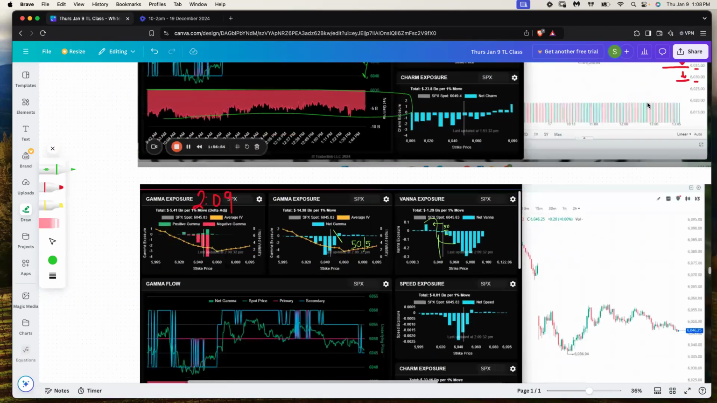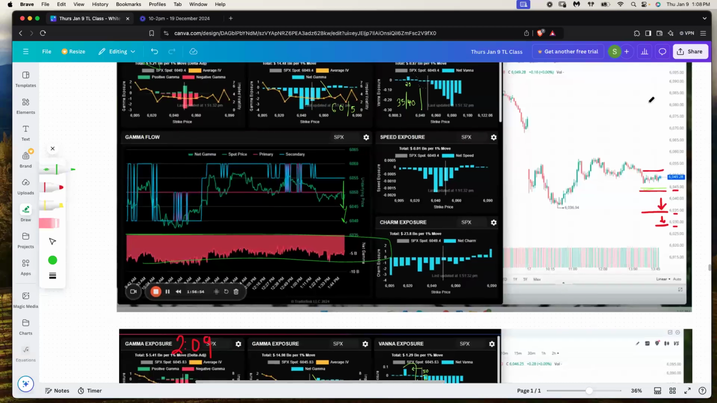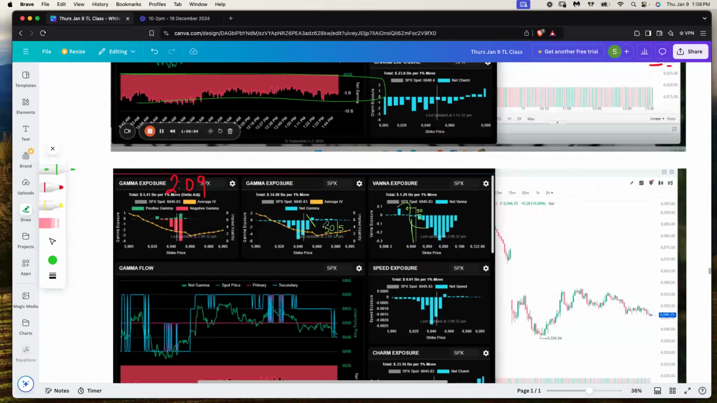And again, it's like 10 minutes later or 20 minutes later. Your flip point is moving down. Nice. It means the market's moving in this direction.